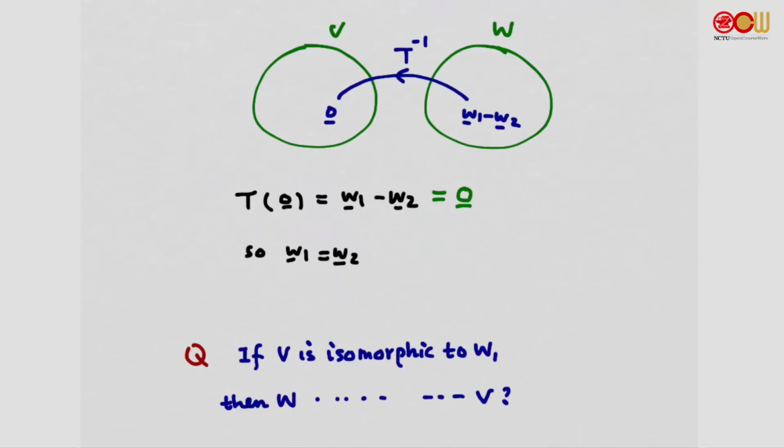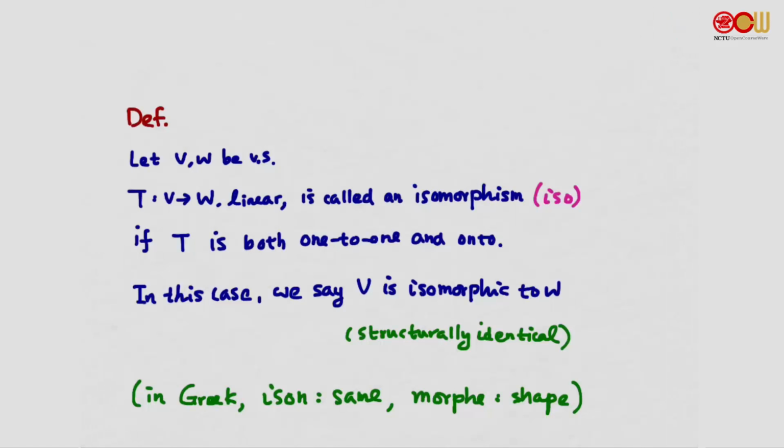A question. Suppose we have V isomorphic to W. Is W isomorphic to V? When we say V is isomorphic to W, what this means is we can find an isomorphism, that's both 1-to-1 and onto, from V to W.